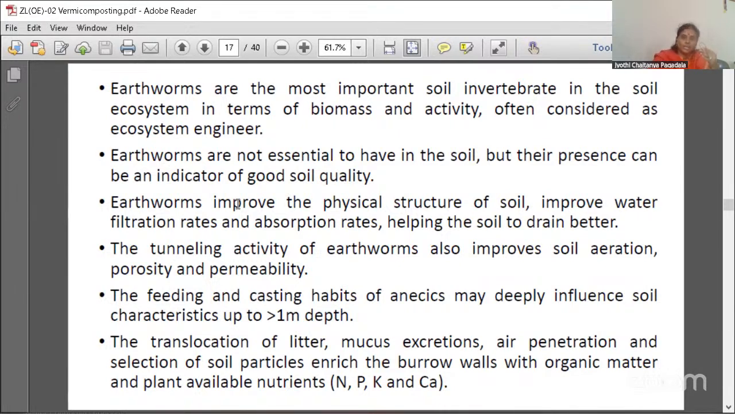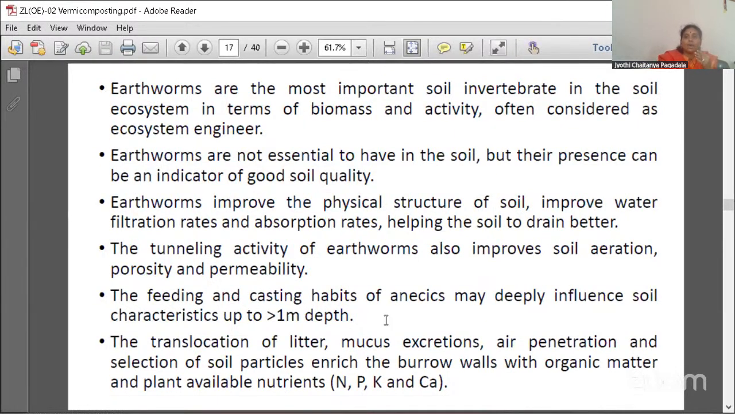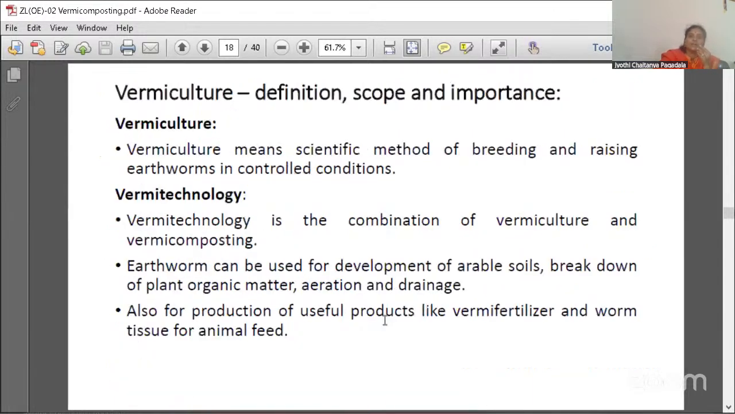The translocation of the litter, mucus excretions, air penetration and selection of soil particles enrich the burrow walls with the organic matter and plant available nutrients, that is nitrogen, phosphorus, potassium, and calcium.